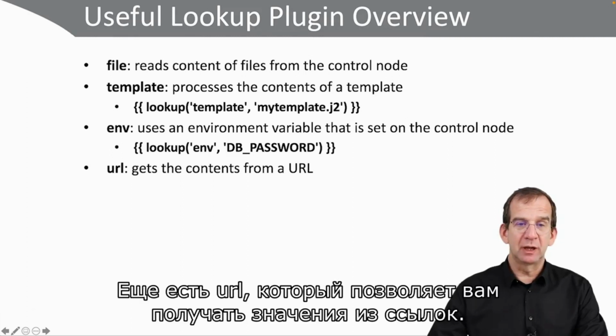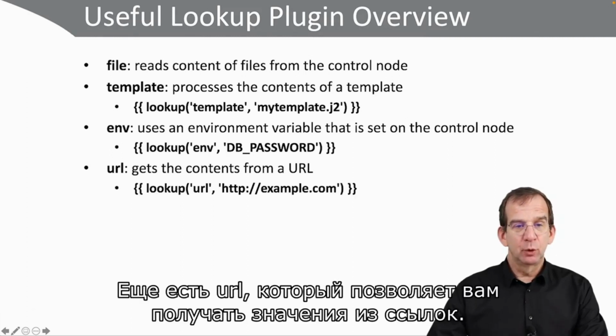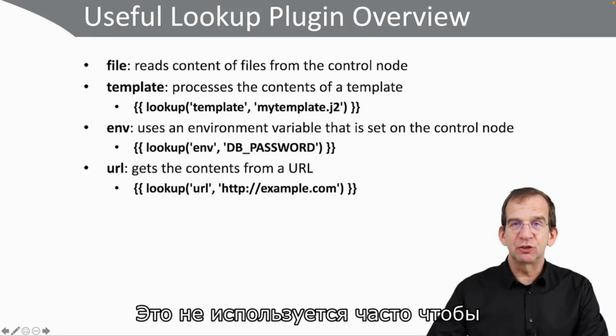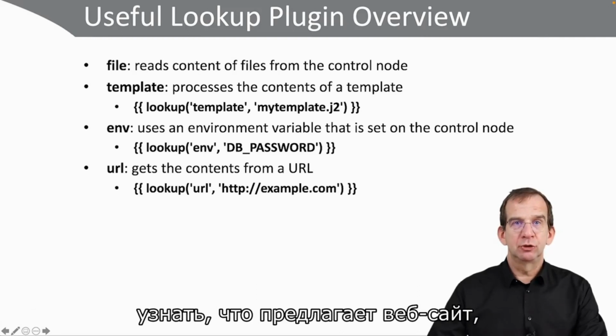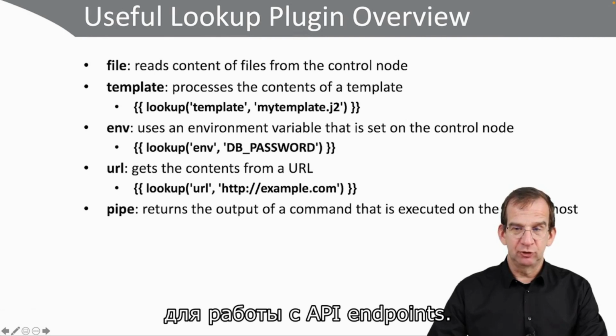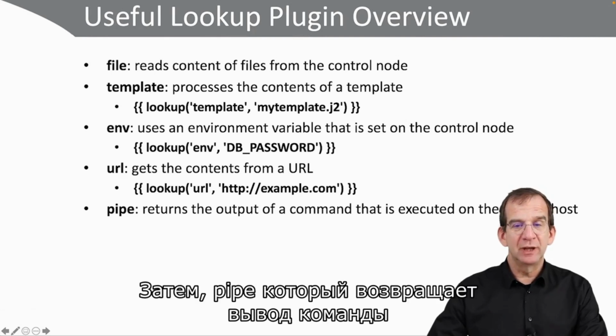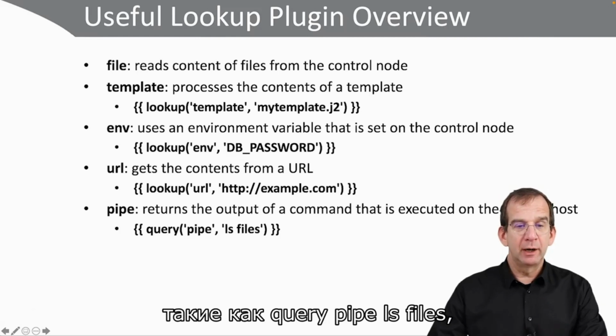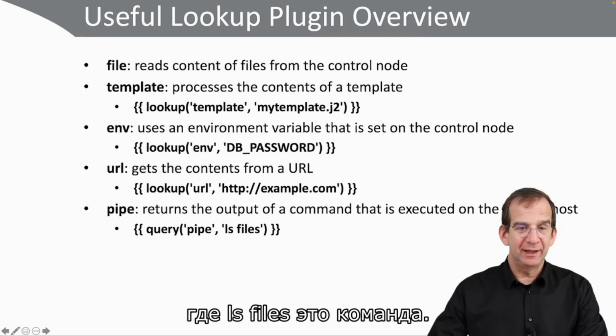There is url, which allows you to get contents from a URL. So lookup url on http://example.com, for instance. This is not something that you would use a lot to discover what is offered by a website, but the url lookup plugin is very useful to work with API endpoints. There is pipe, which returns the output of a command that is executed on the control host, like query pipe ls files, where ls files is the actual command.